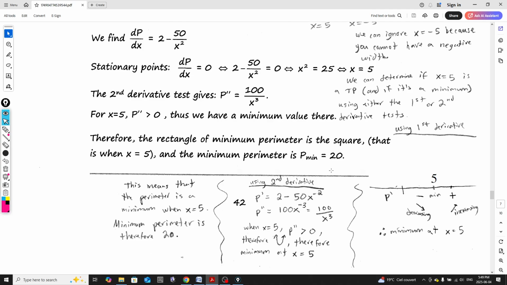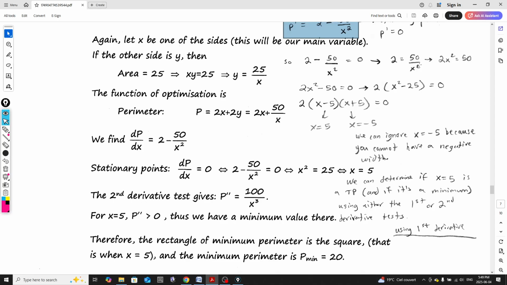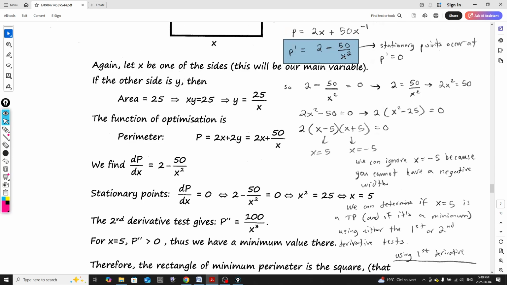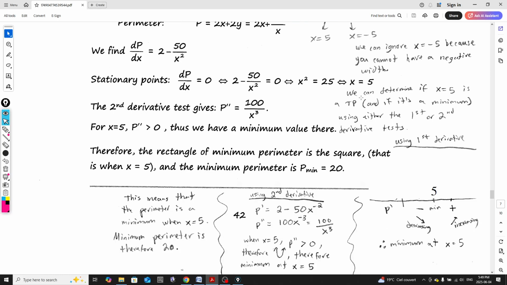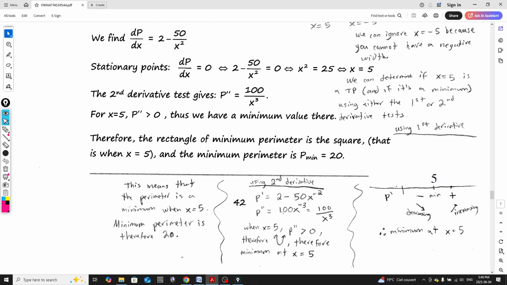The second derivative test means that you would have taken this guy right here and differentiated that. Now this is 2 minus 50 x to the power of negative 2. You bring the negative 2 down in front, so you have negative 2 times negative 50, which is a positive 100, and then x to the power of negative 3. So positive 100 times x to the power of negative 3, which is 100 over x cubed.